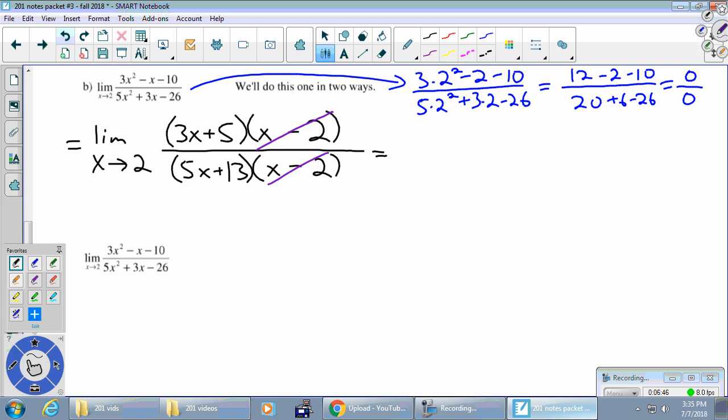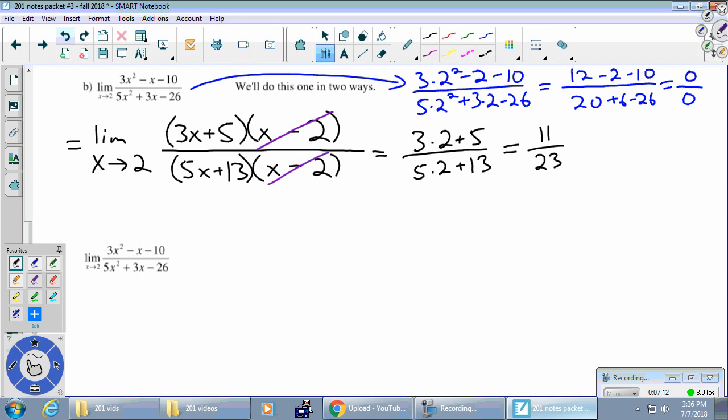And when you see a new limit, you just plug in. And so we're going to plug in 2 for all of the x's. 3 times 2 plus 5 over 5 times 2 plus 13. Notice we did not write the limit there because this is the step where we were plugging in. 6 plus 5 is 11. 10 plus 13 is 23. All right, there you go. So this 0 over 0 indeterminate form actually approaches 11 over 23.